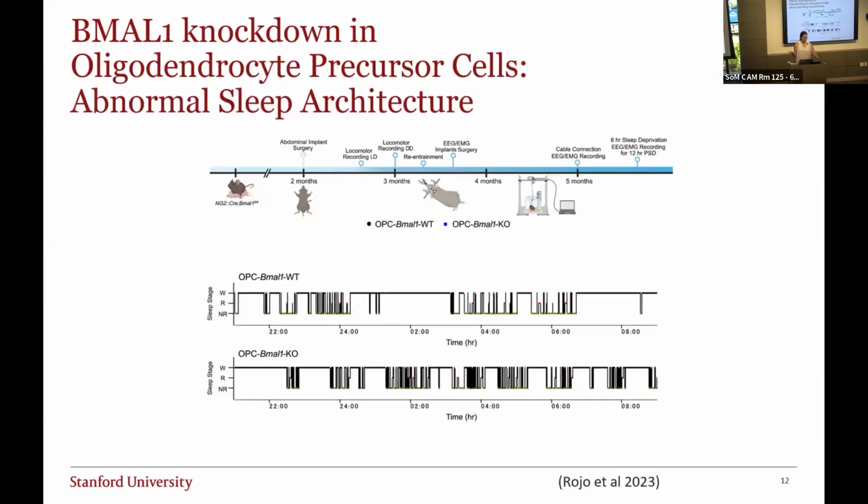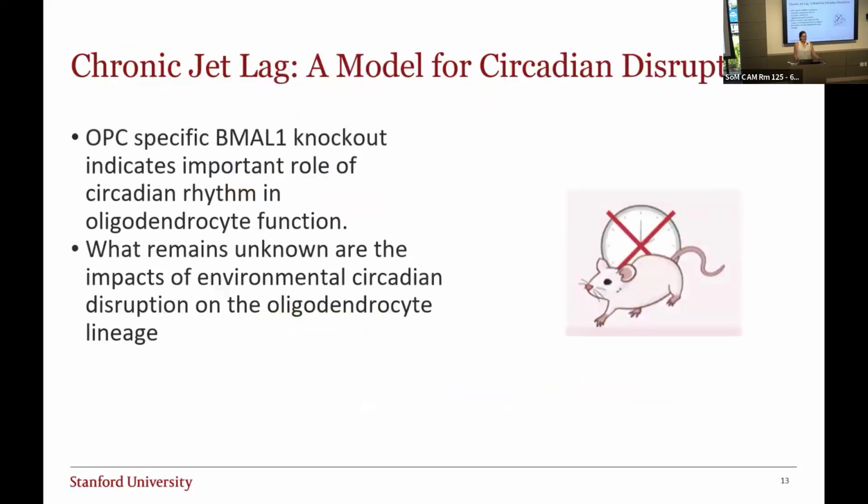All right, what about function? Do these animals act any differently? Well, we have looked at sleep in these animals, and what we've seen is that even between the wild type and knockdown animals, total sleep time is very similar, but sleep fragmentation is increased. These animals have a more difficult time sustaining wake periods, and will have sleep during that. So looking at these animals, we've shown that from a genetic targeting perspective, if you knock down the circadian clock in OPCs in the oligodendrocyte lineage, you can see effects.